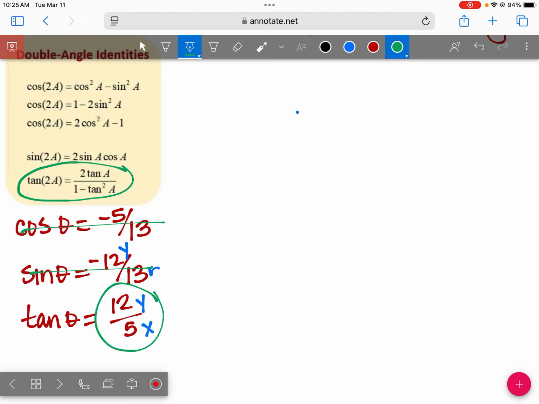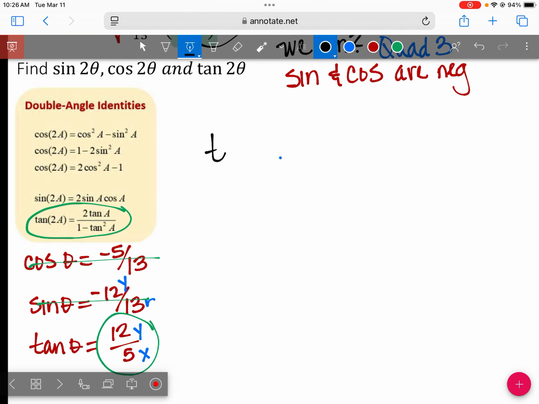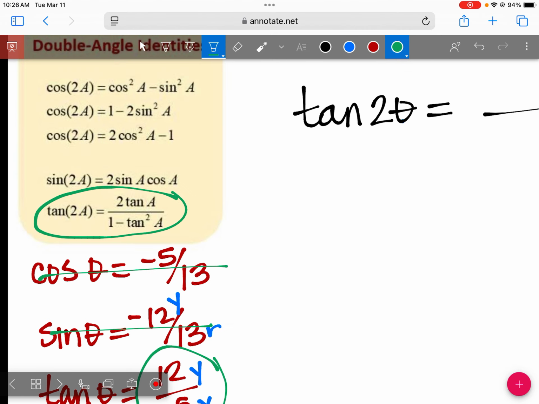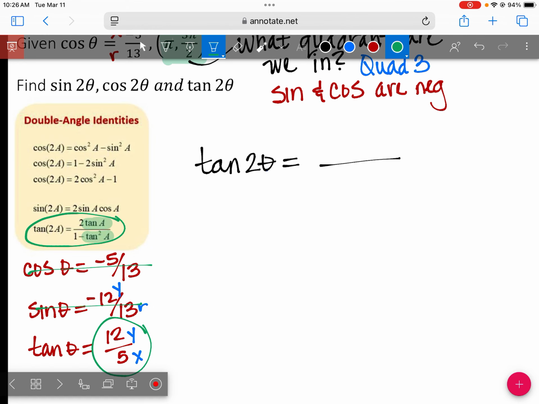So if you're trying to find a tangent double angle, you have to know the tangent. So tangent of 2 theta is going to equal, and let me make sure you understand this identity, you're putting it here and here. So to find our tangent, you're going to take 2 times tangent divided by 1 minus tangent squared.